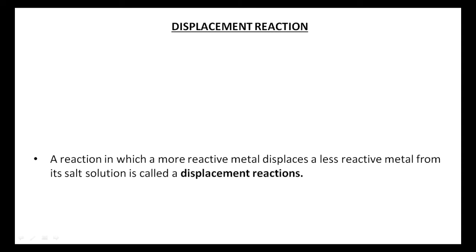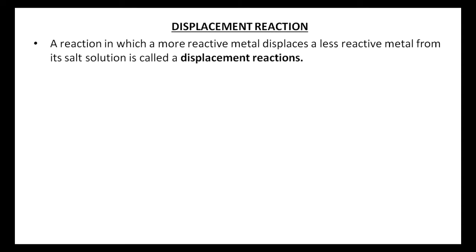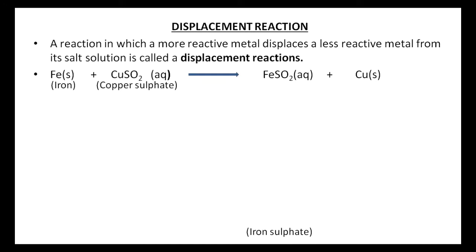Displacement reaction. A reaction in which a more reactive metal displaces a less reactive metal from its salt solution is called a displacement reaction. When iron reacts with copper sulfate, it forms iron sulfate and copper is displaced.